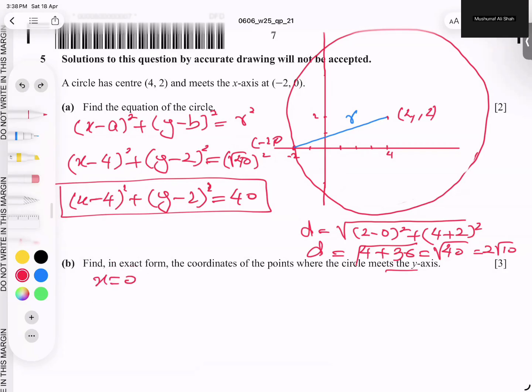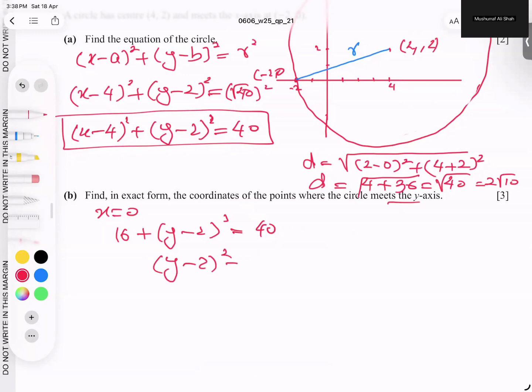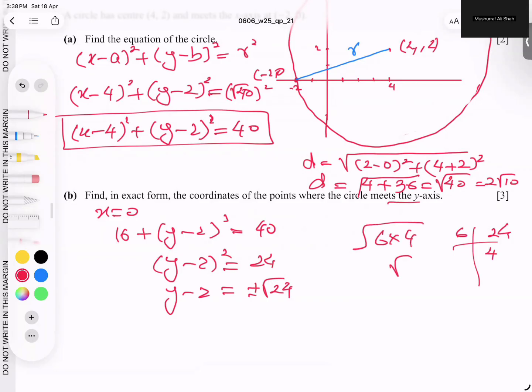When I put 0 here, I get 0 here and 4 squared is 16. I can say I got 16 plus (y - 2)² equal to 40. And 16 will go to the right-hand side. From 40, 16 subtracted, I got 24. Now take the root of both sides. I get y - 2 equals plus and minus root 24. 24, if you check it carefully, 6 fours are 24, and under the root, 6 will stay inside and 2 will come outside. I got 2 root 6, and this 2 will go to the other side.